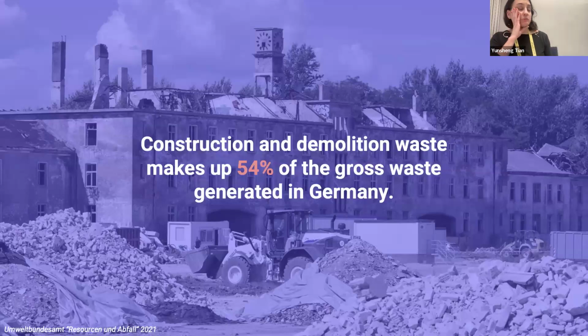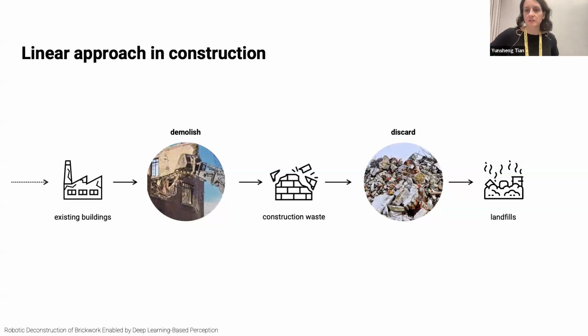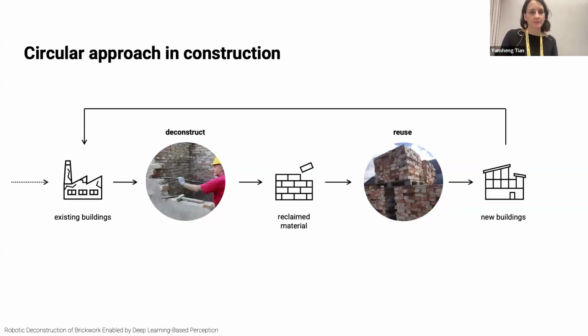So in 2021, 54% of the gross waste generated in Germany was construction and demolition waste, at 222 million tons. This is a lot of building material that turns into construction waste and never gets another chance to be part of the built world. Current linear approaches in building construction involve demolition with destructive machinery, resulting in large amounts of construction waste being discarded in landfills. This is preferred today because it is cost-effective and labor-saving. However, it undermines the potential of reusing building material as it cannot be retrieved as intact components.